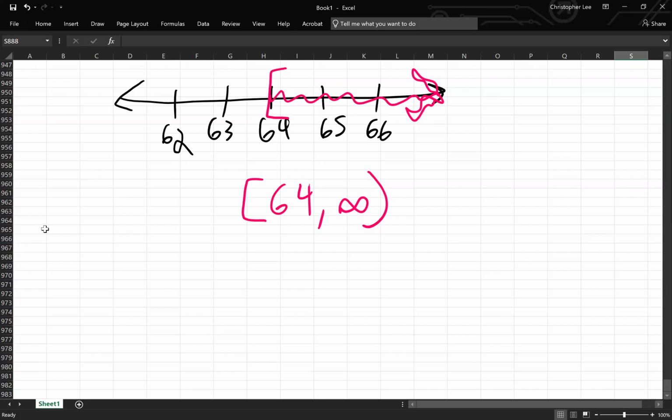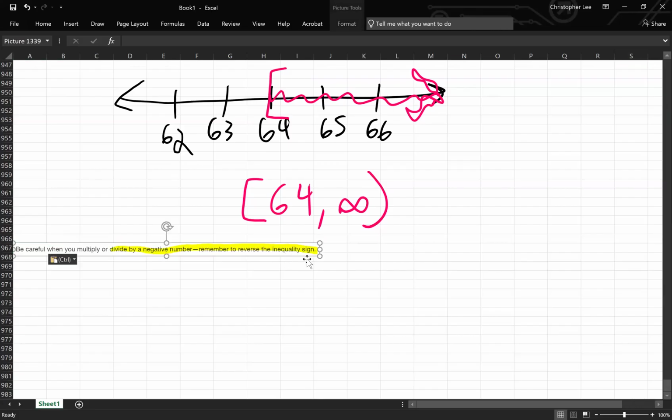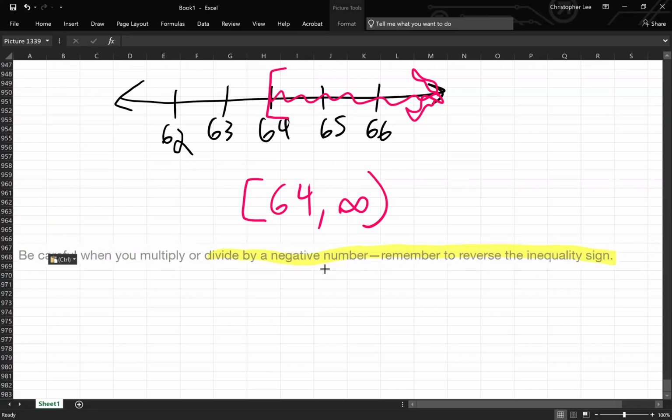Before we do that, I just want to throw out a warning real quick. So be careful when you multiply or divide by a negative number. Remember to reverse the inequality signs, right? Whenever we divide by a negative, we flip the sign.